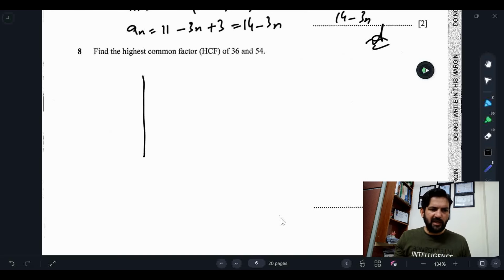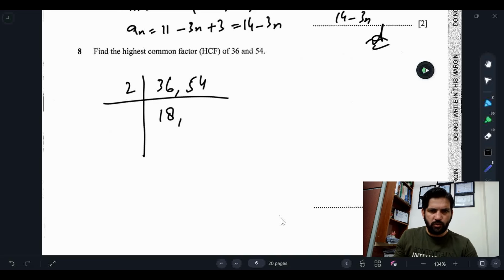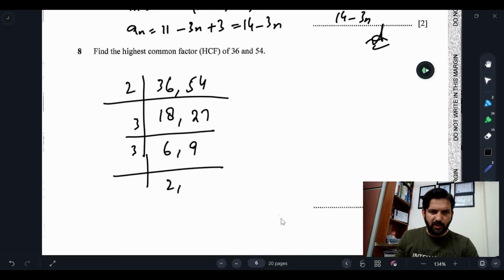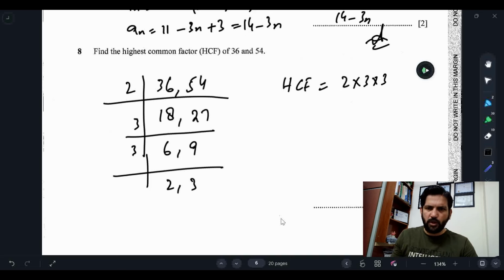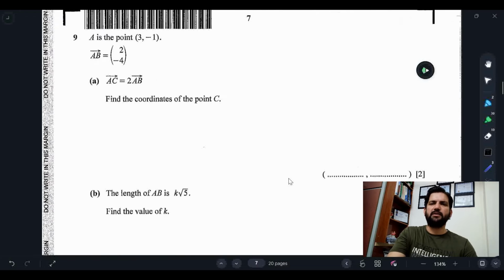We have to find the HCF. For HCF, we have to find the common factors of 36 and 54. So 2 18s are, 2 27s are, then we can use 3: 3 6s are, 3 9s are, and then 3 2s are, 3 3s are. We cannot go further because these are the common factors. So HCF will be equal to 2 multiplied by 3 multiplied by 3, which is 6 into 3, which is 18. So 18 will be the final answer.